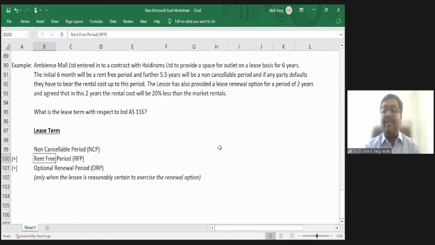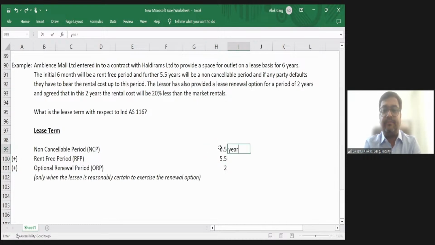Because there is a relocation cost, there is a leasehold improvement cost, right? So there are high chances, because you have done a huge amount of leasehold improvement, you have spent a huge amount in the renovation of that office, that the lessee will avail the renewal option if renewal option is there in the contract. In this case, what is the lease term? The lease term is 0.5 years, 5.5 years, and 2 years, right?